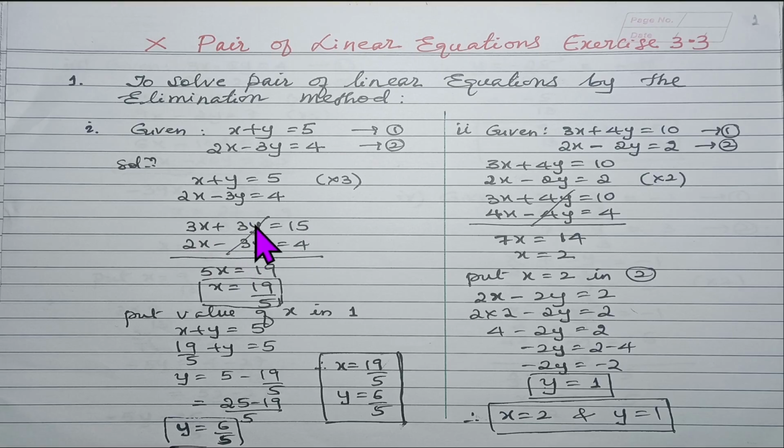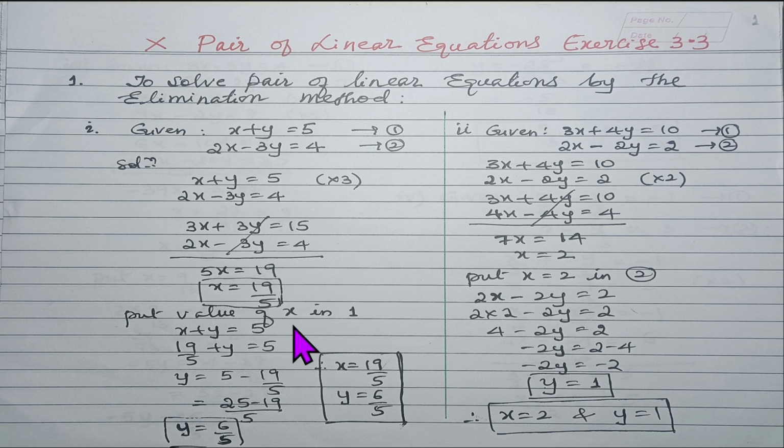Now when I add these two equations, I add 3x and 2x, I get 5x. I add plus 3y and minus 3y, it gets cancelled. 15 plus 4 is 19. So I got 5x is equal to 19, or x is equal to 19 by 5. And that is what is the elimination method. We call it elimination method because we have eliminated y here and we have found out the value of x.